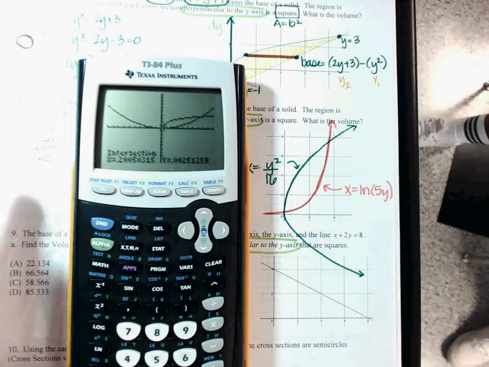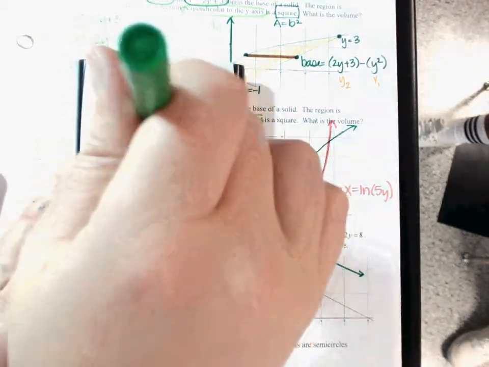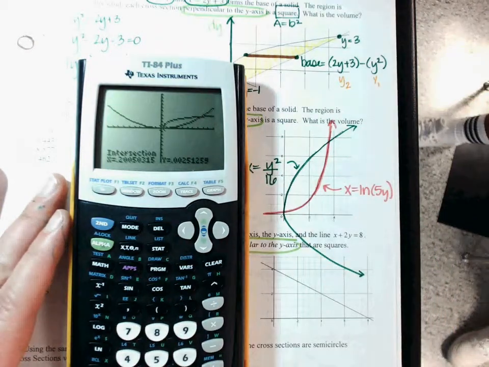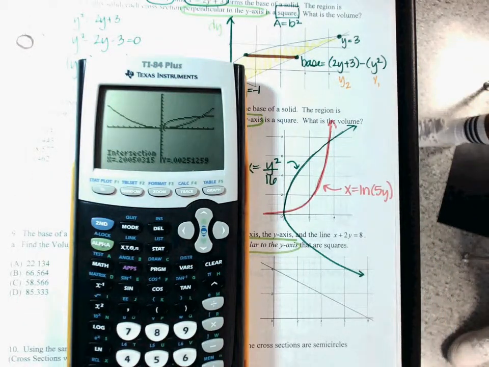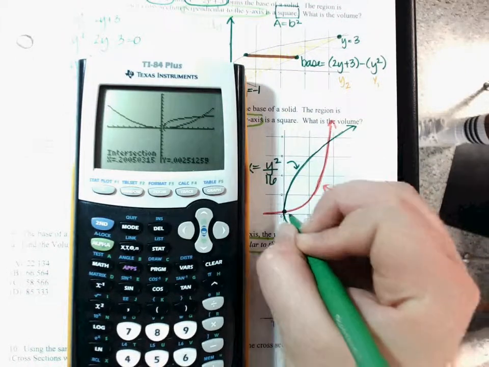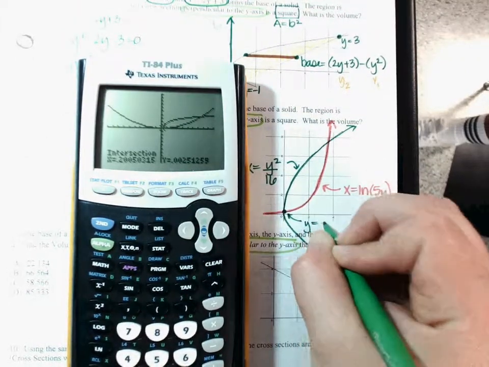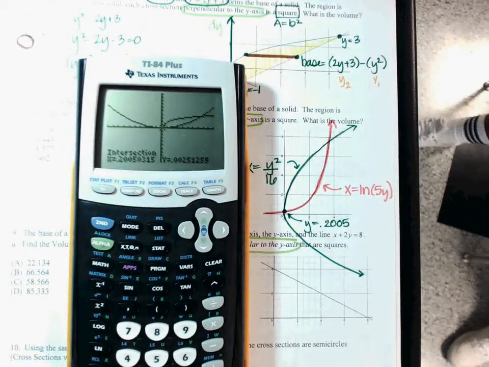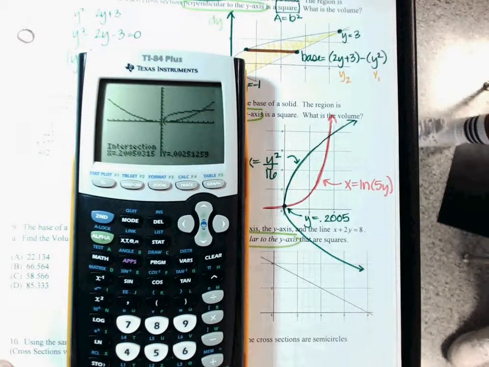0.2005. Now, that's an x on my calculator. What is it on my paper? A y. Because remember, I had to reverse the letters. So this y value right here is y equals 0.2005. It is a y on my paper, but it's an x on my calculator, because I had to switch them.